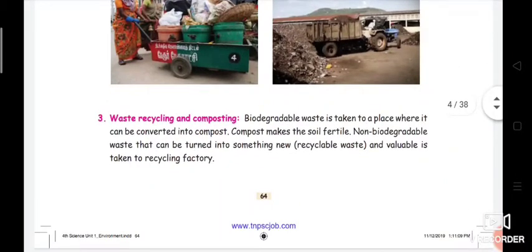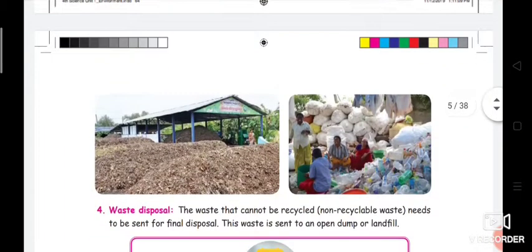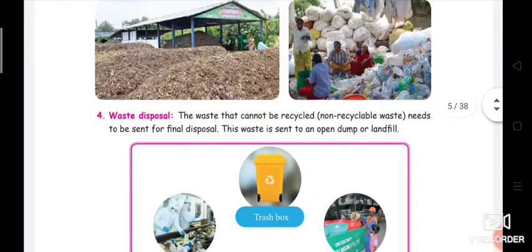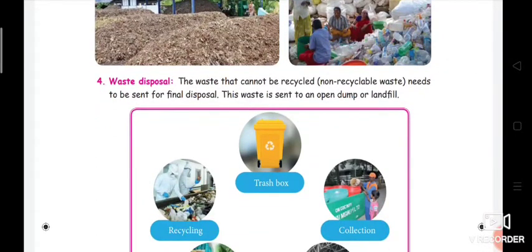And third point, waste recycling and composting. So here biodegradable waste will be converted into compost, where we can use that compost for making the soil fertile, right? Whereas non-biodegradable waste can be turned into a new thing, we can recycle that non-biodegradable waste. Okay, next is waste disposal. So non-recyclable waste, we cannot recycle anything from that waste. Those wastes will be sent to an open dump or landfills.